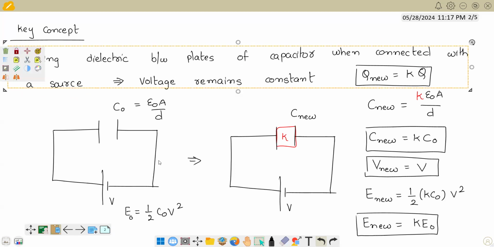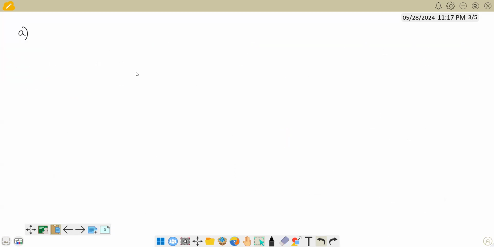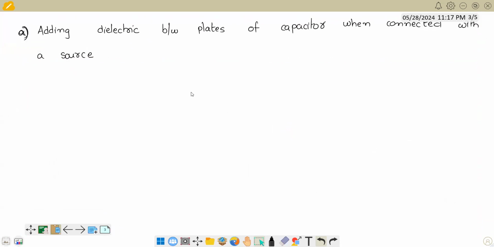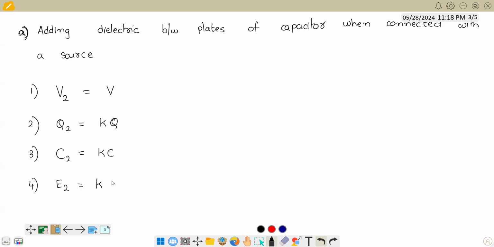let me take this to the next page. Whenever we consider this case, you should understand a key point, that is adding dielectric between the plates of the capacitor. What are the formulae we get? The first conclusion you will make is V2 is equal to V, it remains the same as the original. Charge Q2 will increase by K times. Next, final capacitance would become K times the original one. At the same time, final energy also would become K times the original energy. You have to remember all these four things.